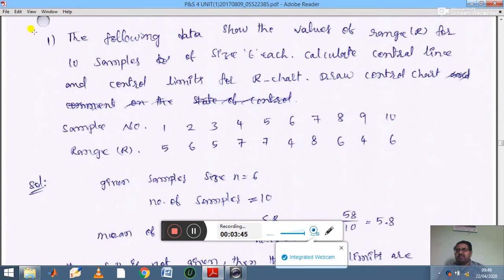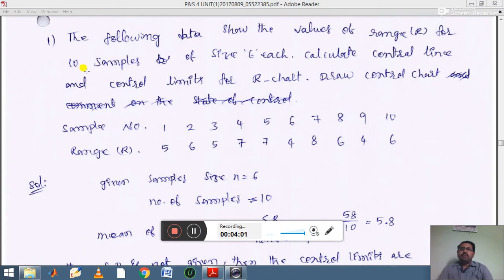Let us learn from this. The first example of constructing the R chart: the following data shows the values of range for 10 samples. Here you see 10 samples, but the sample size n is 6. So 10 samples of size 6. Sorry, here you need to take n as 6, but 10 samples are given. Calculate the control line and the control limits for the R chart.